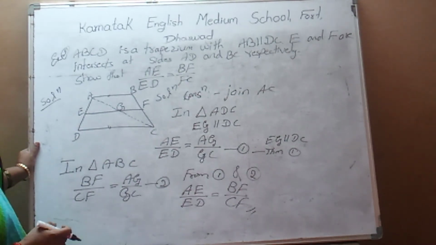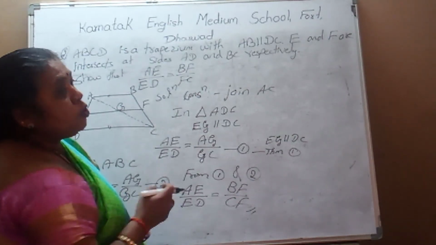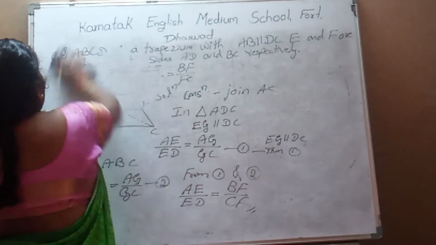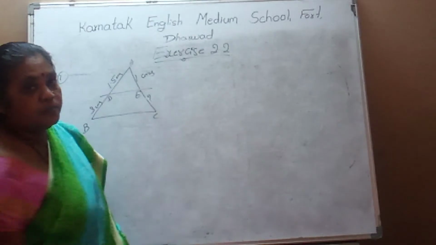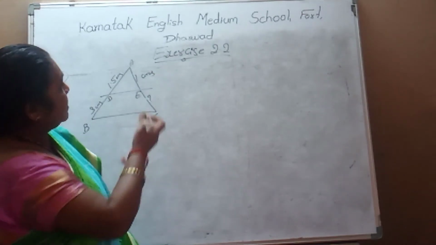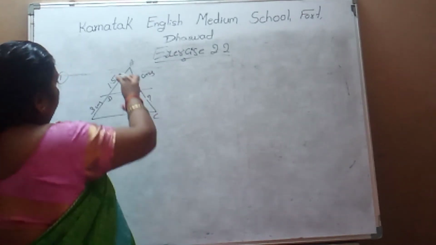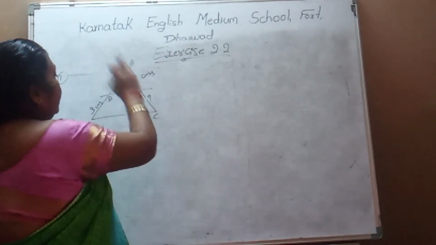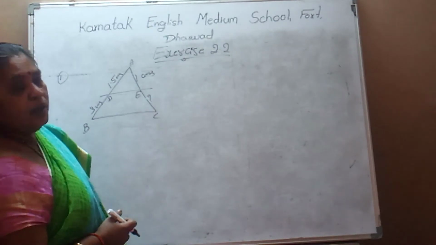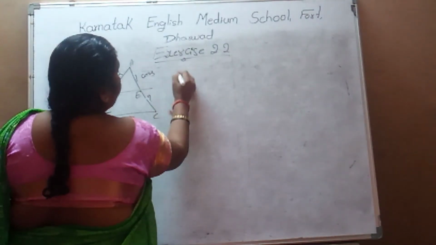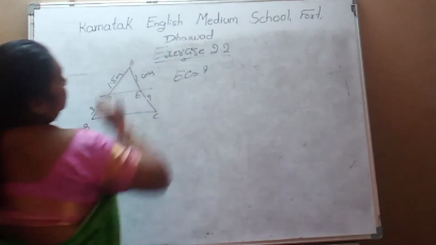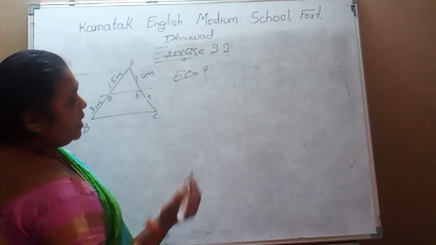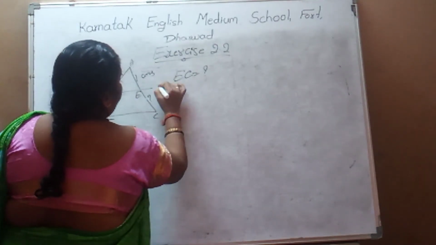Shall I go to the next exercise, that is exercise 2.2. So in exercise 2.2, they are given one figure, and some measurements are also given. They are asking for the measurement of EC. You only calculate. How to calculate this? It is very easy.